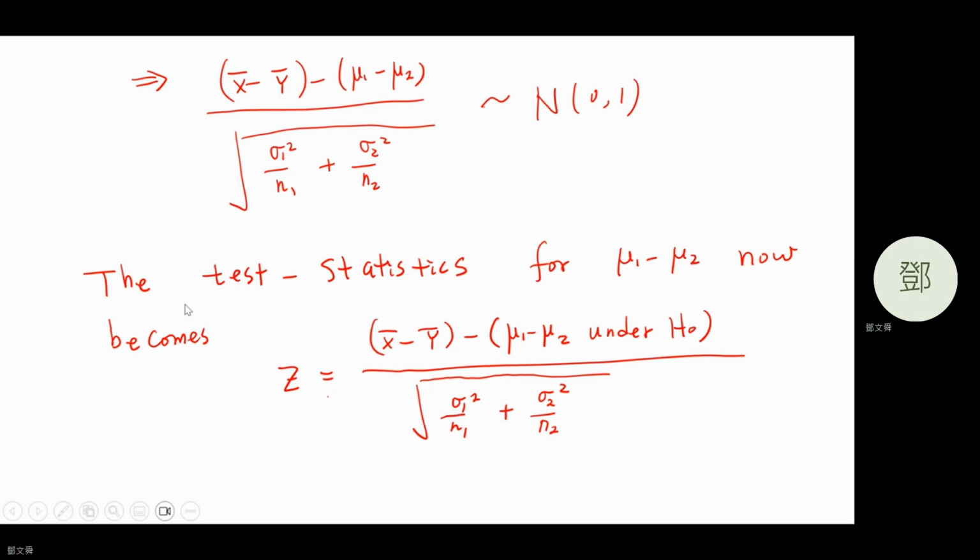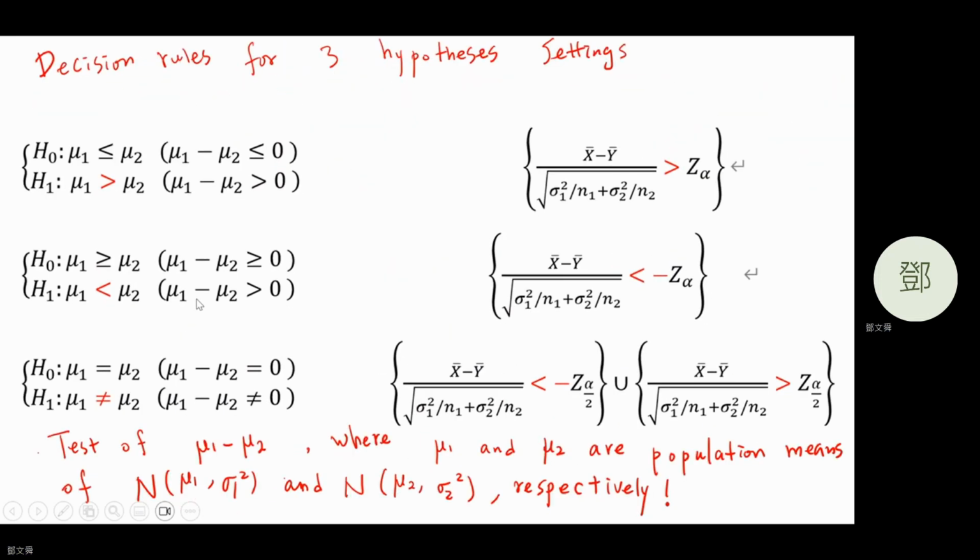Okay. So we have a similar decision rule for the three hypotheses, just like we did in the one population case. Do you think it's very similar? Yeah, very similar. And what happened to the mean?